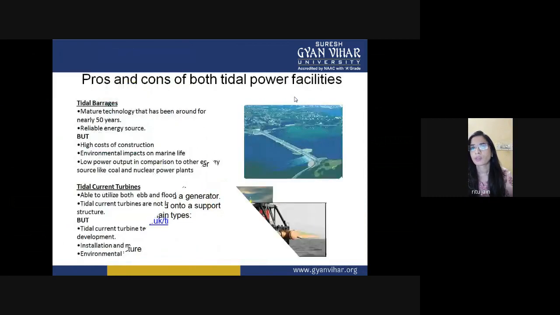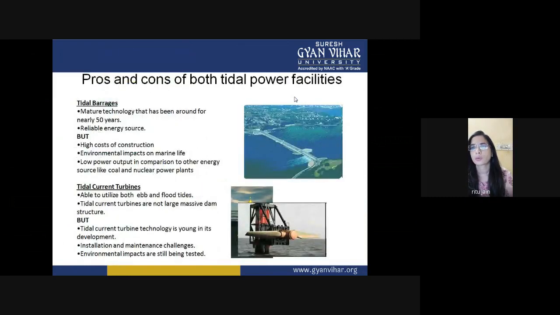Now, pros and cons of both tidal power facilities. So you can use your tides to generate the electricity, but there are some pros and cons for this facility. So, what is your tidal barrage? It is a mature technology that has been around for nearly 50 years, and you can get a reliable energy source from the tidal energy source. But the construction cost is very high for the tidal energy, and there are environmental impacts on marine life. So, low power output in comparison to other energy sources like coal and nuclear power plants.